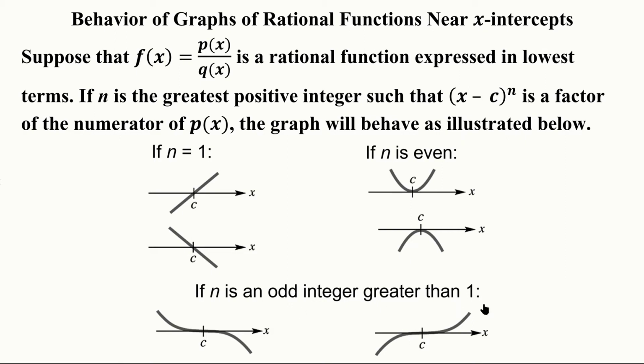Now, if n is odd and greater than 1, just like with polynomials, we get this tangency situation at c. But similar to when n is 1, notice that there is crossing, whereas with evens, there is no crossing of the x-axis. And so forth. So this should be very familiar to you from what we dealt with for polynomials. Okay, so now we should have enough tools to start graphing rational functions.